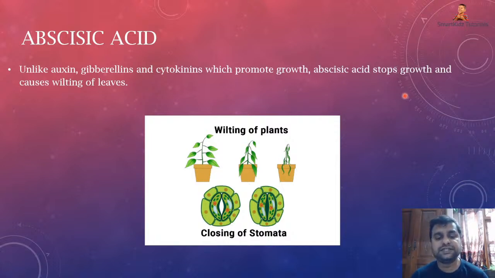With this we have completed the chapter of control and coordination. We learnt about the hormonal system in animals, that is humans, as well as plants. We also learnt about control and coordination in animals, as well as how things are coordinated in plants.